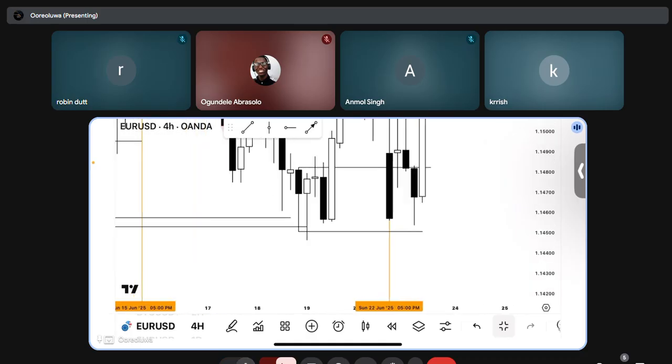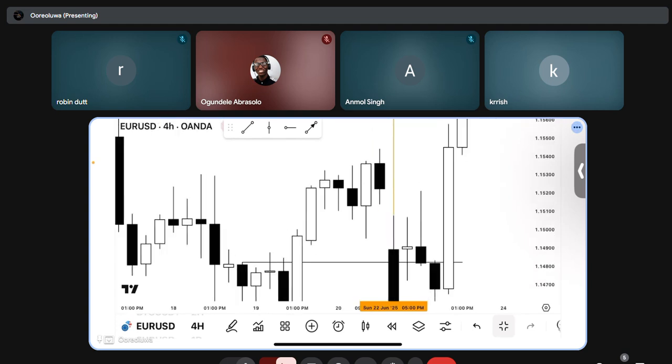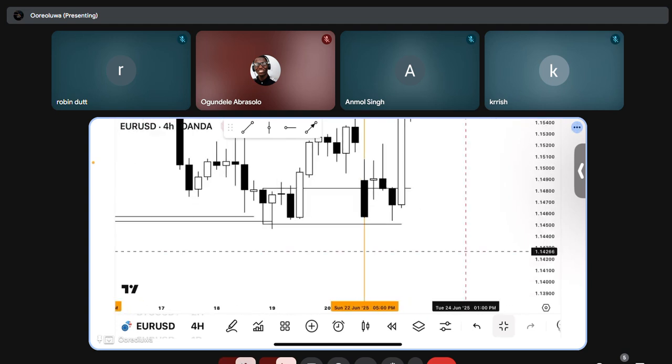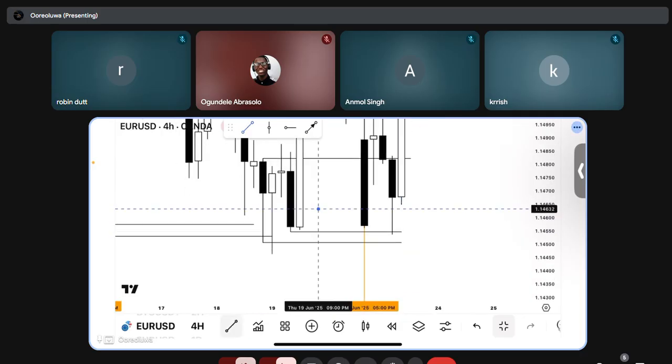Inside that same level, we opened. This was the open price. This gap was the opening price. So price opened into the gap and formed a range, which is like turtle soup. Look at how I draw this. These are equal lows, this liquidity.